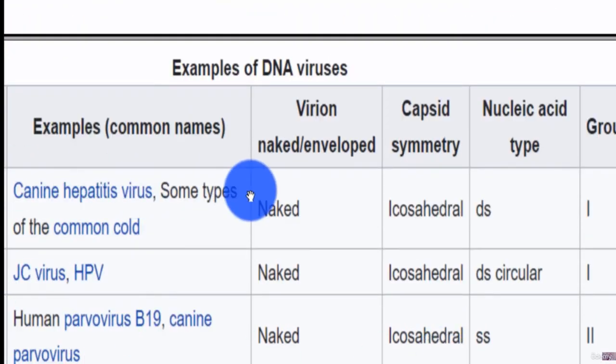Virus family, example, virion and capsid symmetry, nucleic acid, group: adenovirus. Adenovirus, like canine hepatitis virus, some types of common cold. The virion is naked, the capsid icosahedral, nucleic acid double strand.